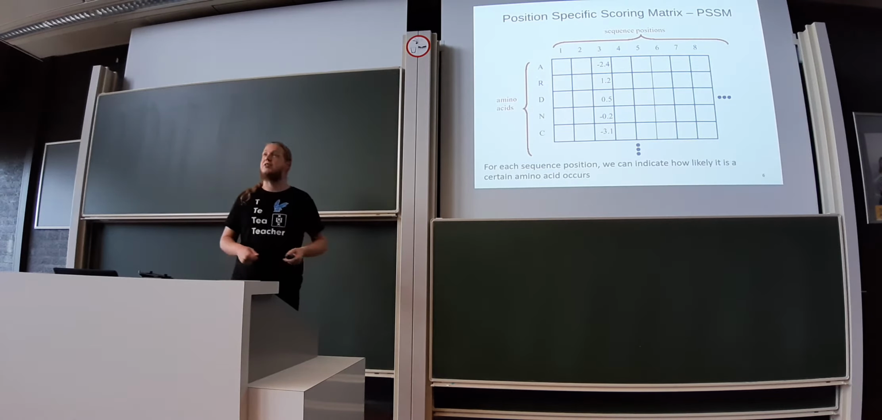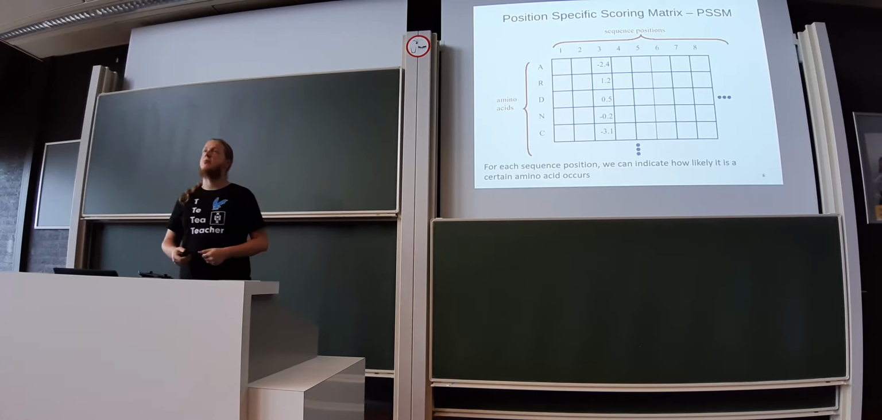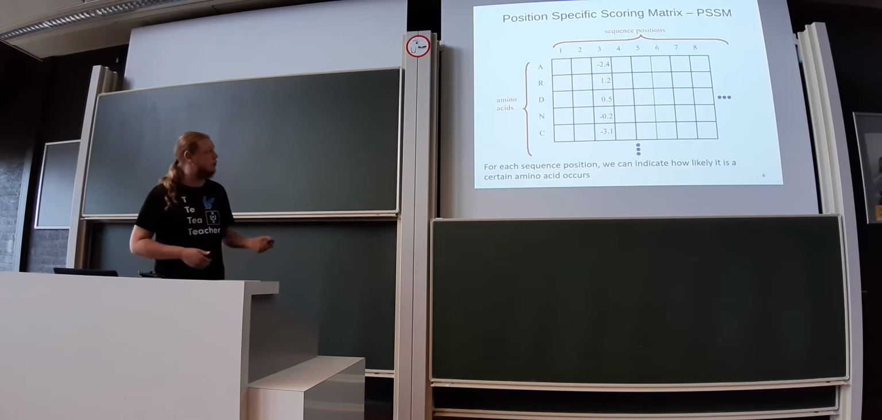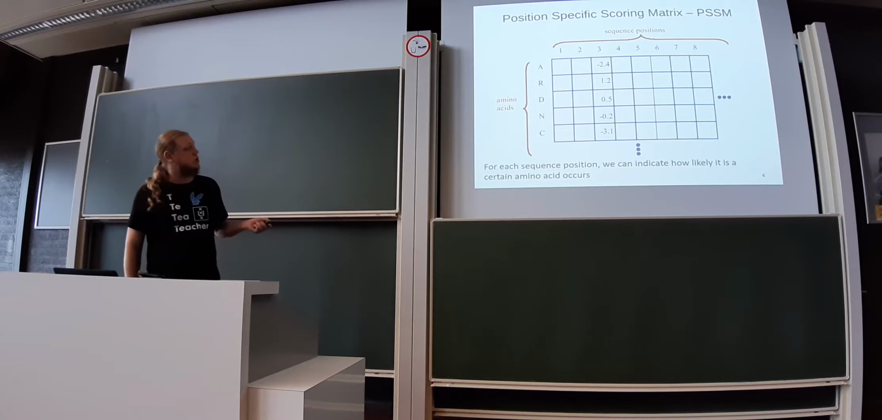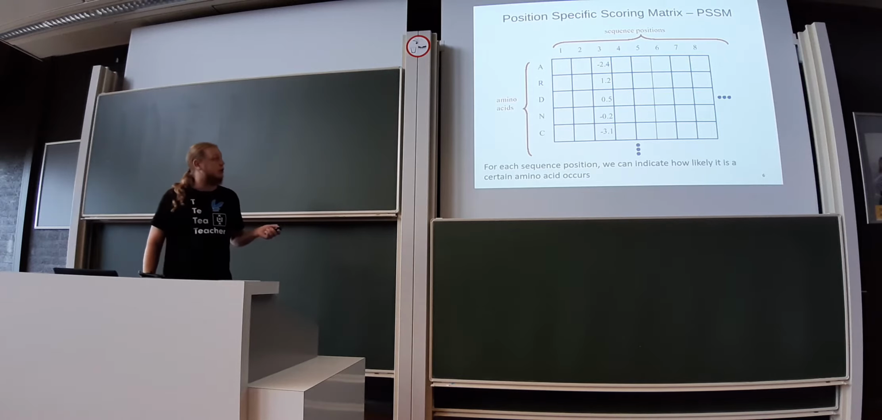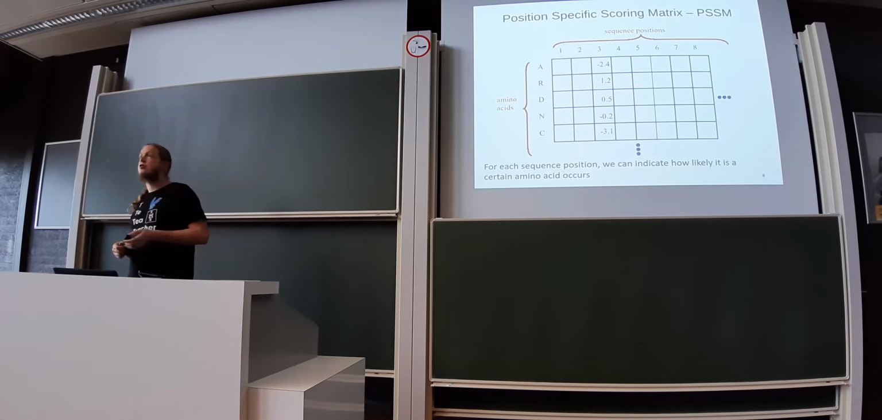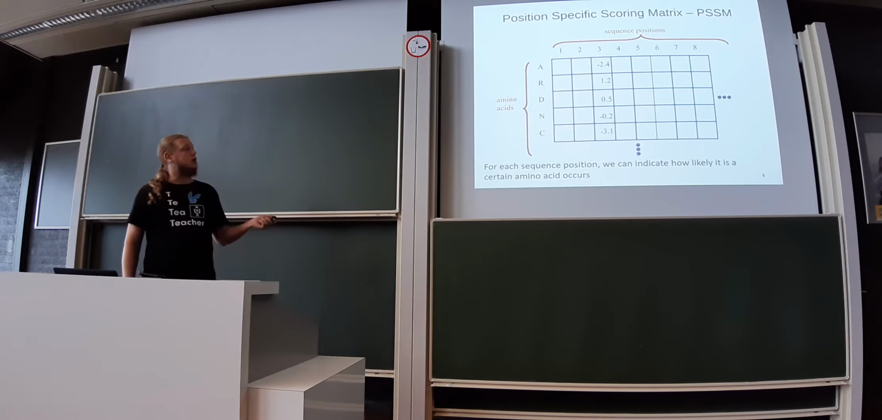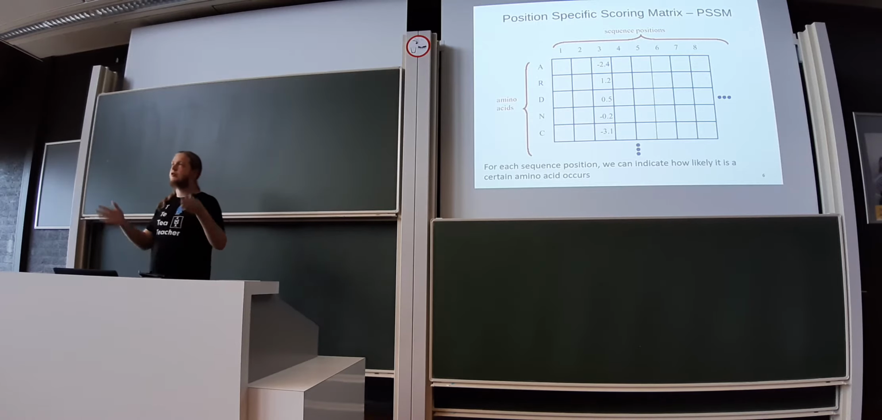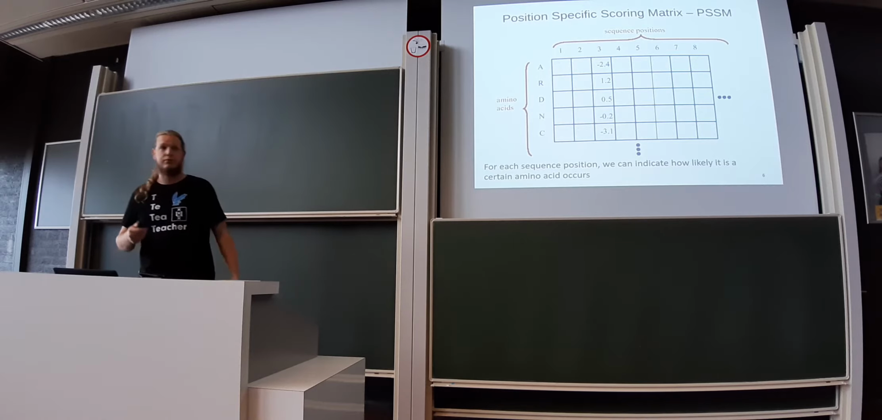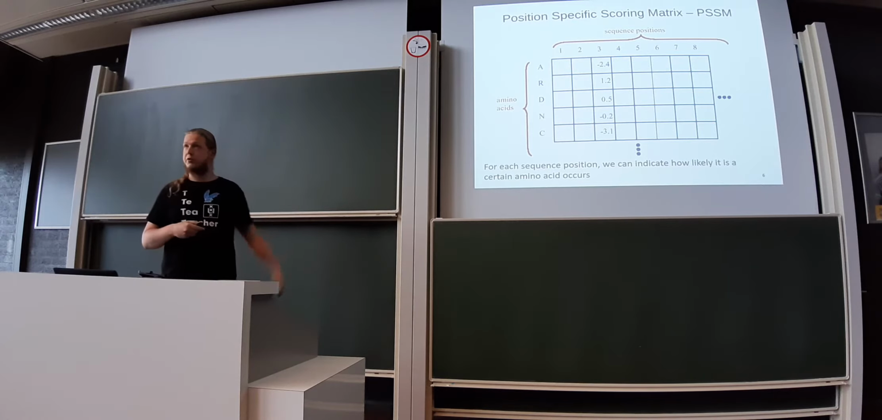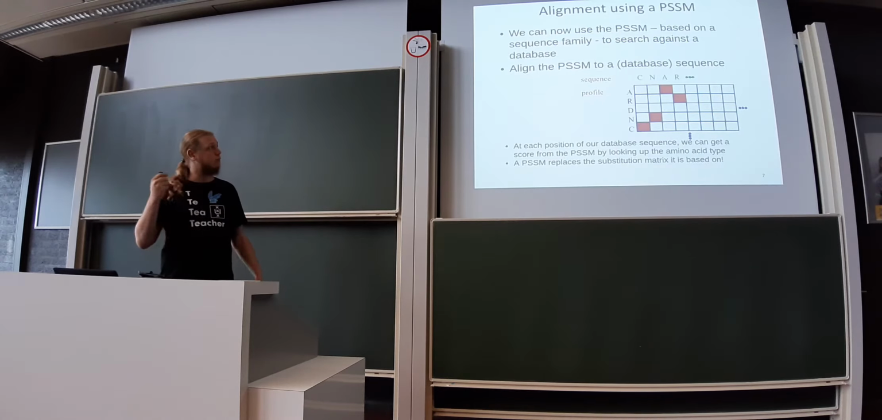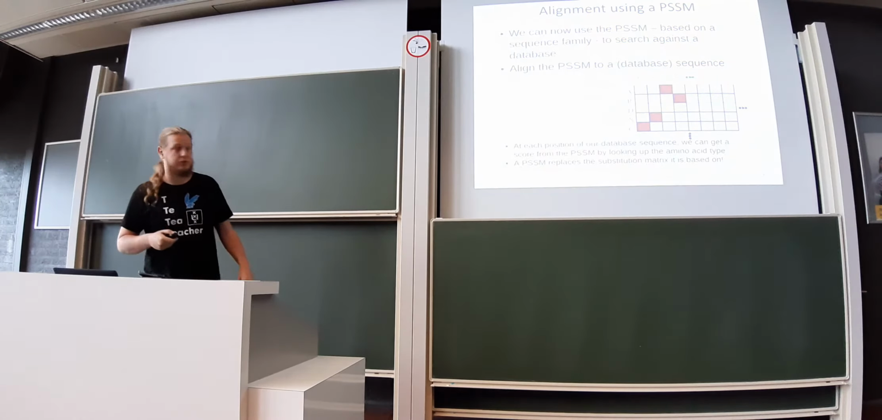A different way of visualizing this is in the PSSM, the position specific scoring matrix. So for each position in your query, we can indicate how likely it is that a certain amino acid occurs. Now these are weird numbers, right? These are not counts or probabilities. These are actually log transformed frequencies. Won't bother you with the equation. I will show a better example of this in one slide.